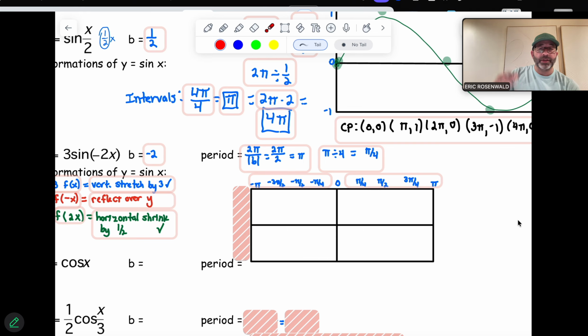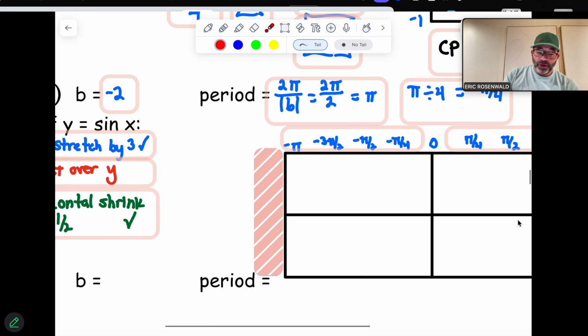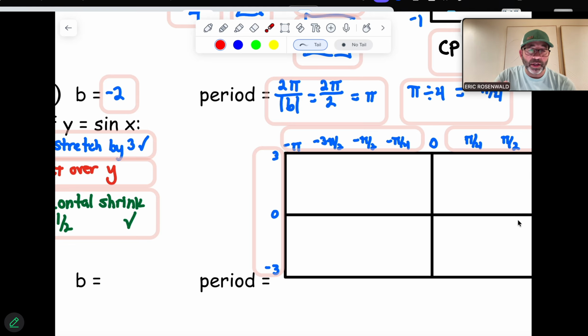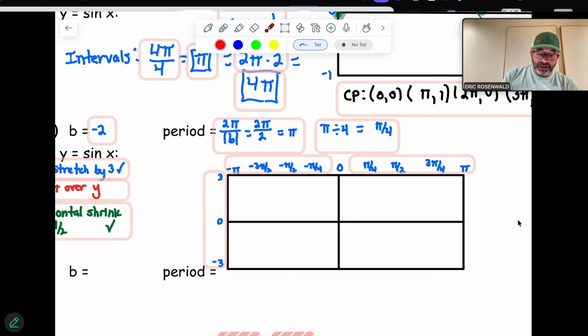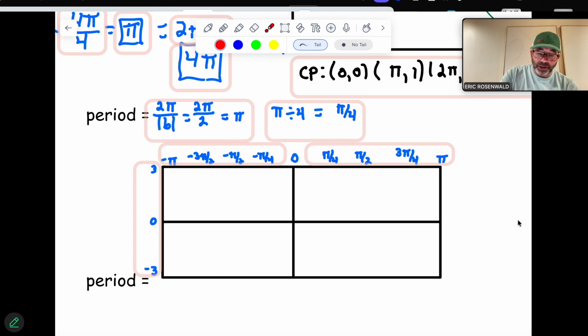Let's talk about the vertical stretch that takes place. Normally, our graph is going to be at 0, 1, and negative 1, but because of the vertical stretch, it's at 0, 3, and negative 3. Okay? Now let's take care of our transformation of the reflection.